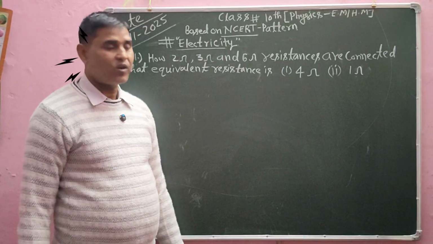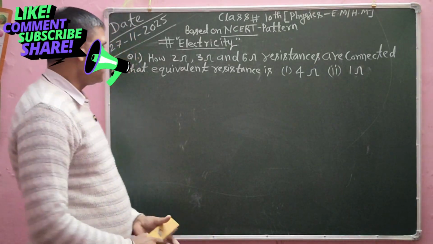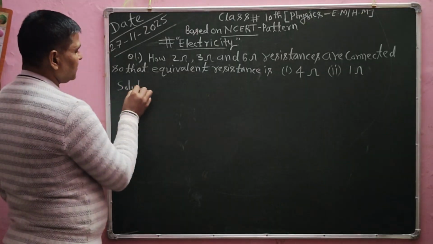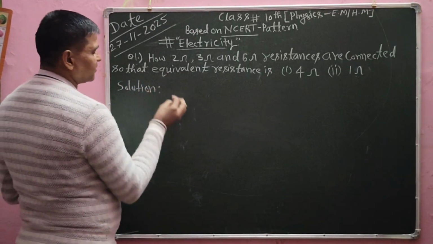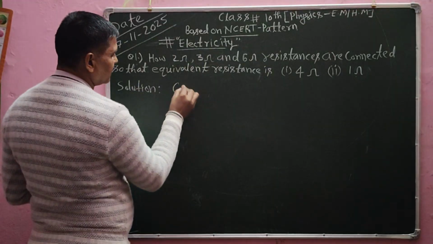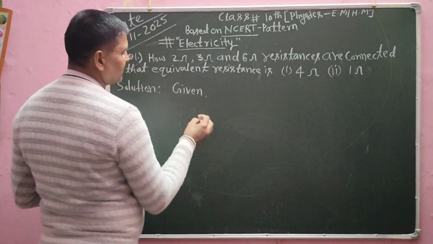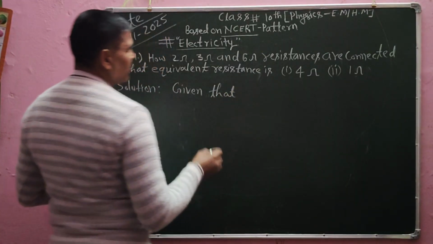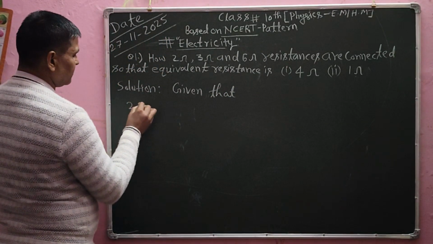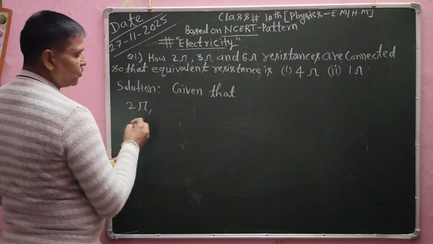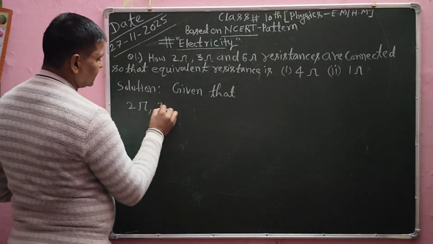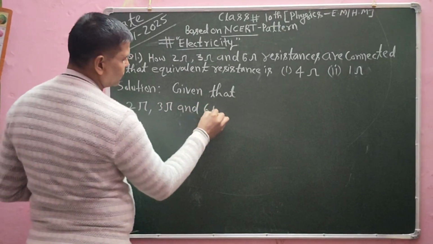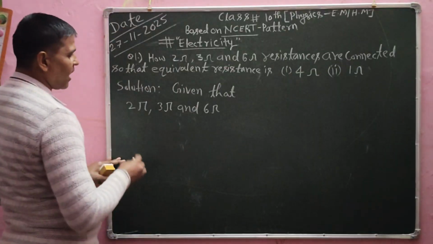Okay students, first of all you concentrate here. I am going to give its solution properly. First of all I will write the solution, but in the first step I have to write here the given data. The information given in the question I have to write properly. Okay, one resistance is 2 ohm, the second is 3 ohm, and the third is 6 ohm. Okay, I have to write.